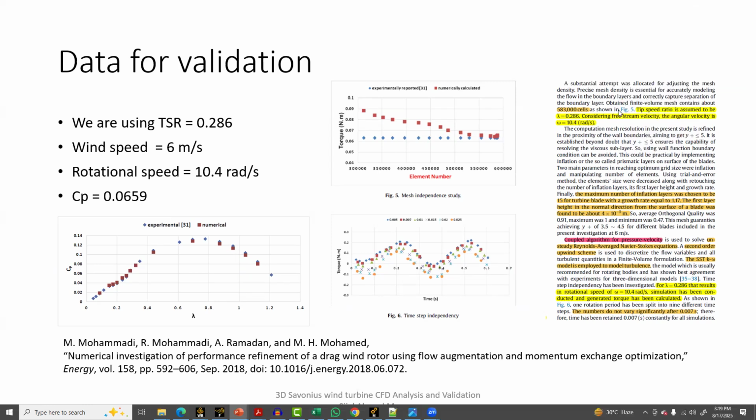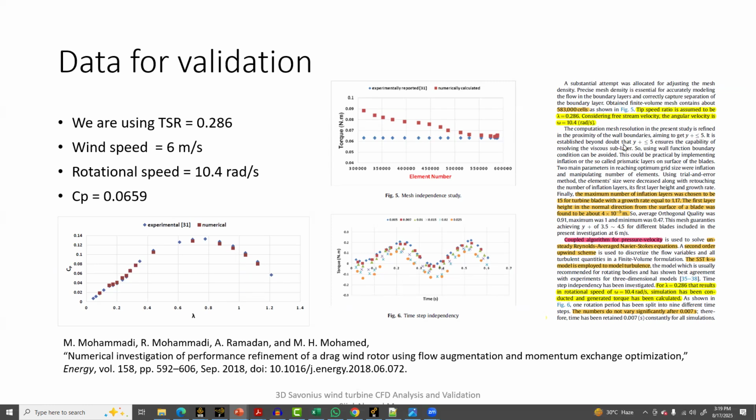But for the validation case, the tip speed ratio, which is actually the ratio of the wind turbine rotational speed divided by the incoming wind speed, was 0.286. They also gave that the velocity of the wind is 6 meters per second, in the same paper. And omega they also define directly, 10.4 radians per second. So all those values I put there.